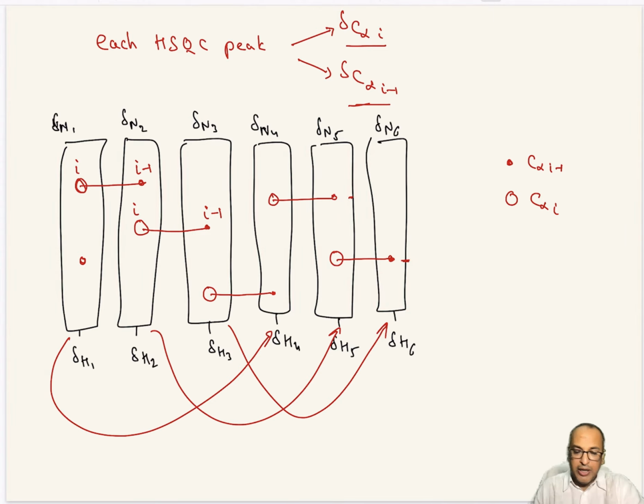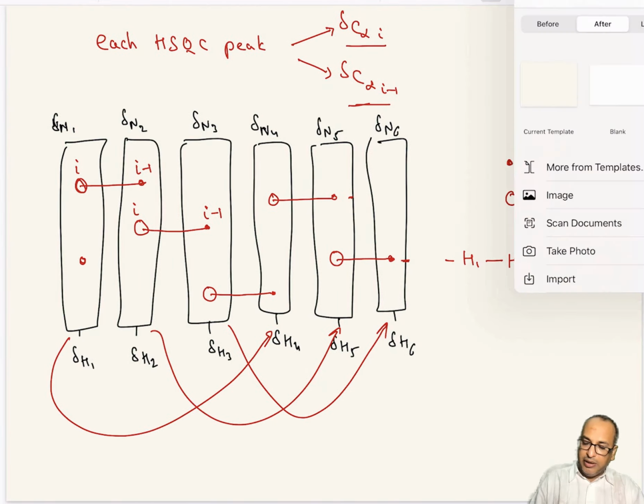so this process is now largely automated, and artificial intelligence or computational software will match these peaks for you if you give all the data, and they will tell you that within HSQC, H1 is preceding H2, H2 is preceding H3, H3 is preceding H4, and so on and so forth, right? So this is how triple resonance experiments are used.